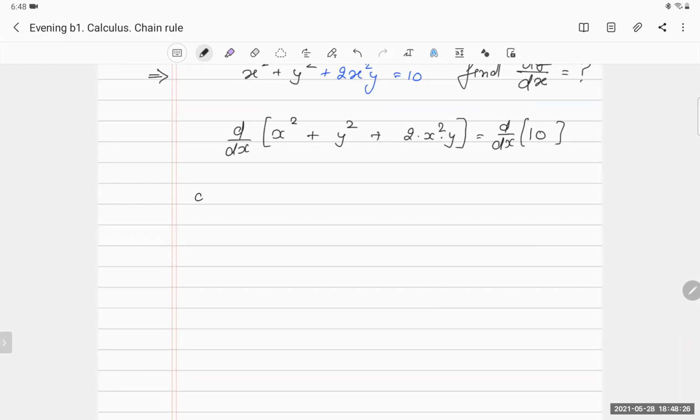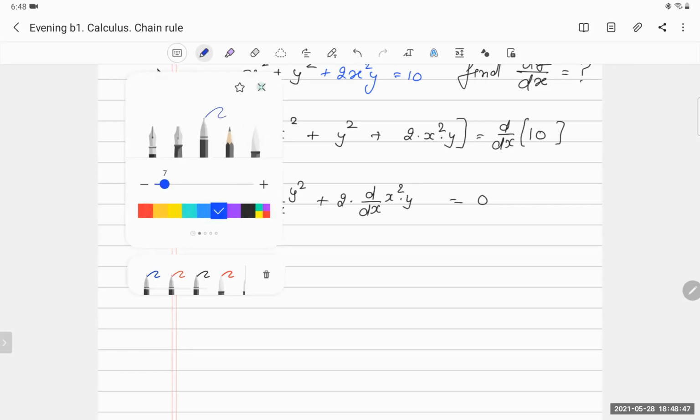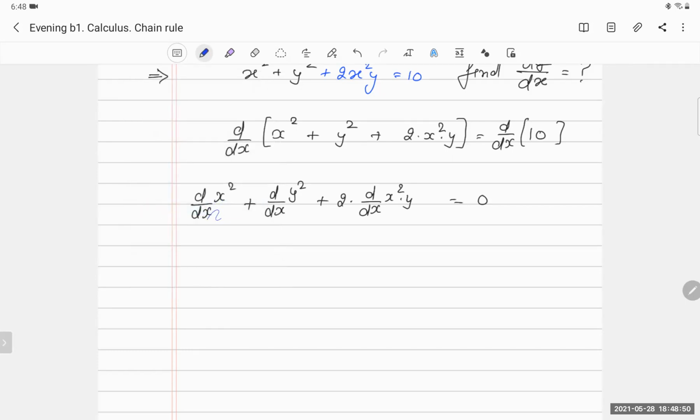My first step will be d by dx of x square plus d by dx of y square plus 2 will come out, d by dx of x square y equal to 0. What will be the derivative of this? 0, because 10 is constant. Come to the second step. What is the derivative of x square? Look, here there is x and here also x, so what will it become? 2x plus, what will be here? It will remain the same. No, on top there is y, what is below? Sir, x. Okay, sir.